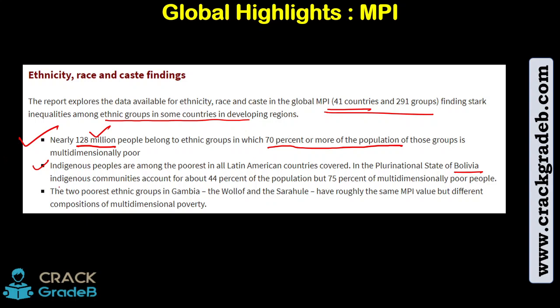Okay, so look at this line, very important. The two poorest ethnic groups in Gambia, the Wolof and Serer, have roughly the same MPI value but different composition of multidimensional poverty. Means the value is same, but the indicators are different. I mean the level of poverty is same, but they are poor in different senses. Maybe one does not have drinking water facility and the other has drinking water but does not have electricity facility, right? So that was a hypothetical example.